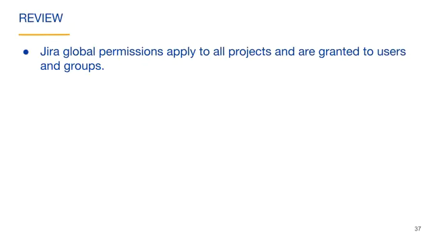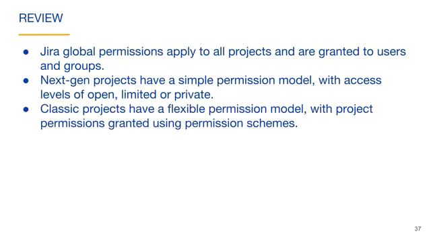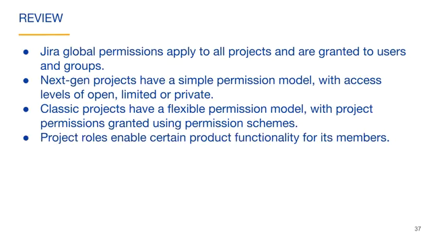Here's a review of what we've discussed in this video. Jira global permissions apply to all projects and are granted to users and groups. Next generation projects have a simple permission model with access levels of open, limited, or private. Classic projects have a flexible permission model with project permissions granted using permission schemes. Project roles enable certain product functionality for its members.